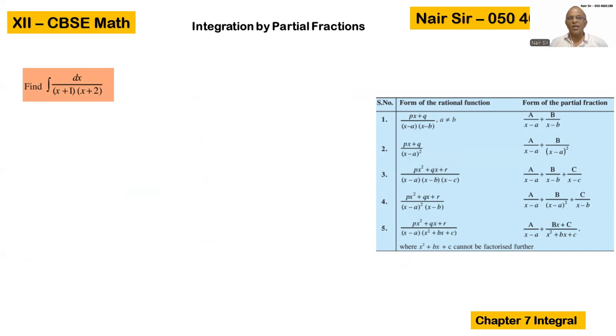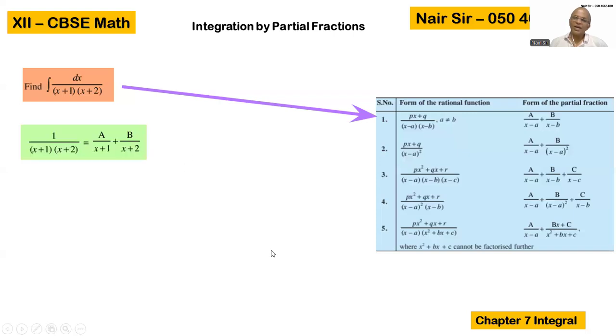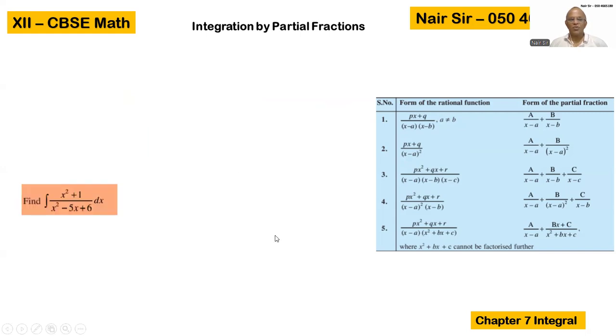dx upon (x plus 1)(x minus 2). Where is it arrowing for me? It's arrowing me over here. Can I see how it can be split? It can be split as 1 upon (x plus 1)(x plus 2) equal to A upon (x plus 1) plus B upon (x plus 2). Let's go to the next question. Erase. Next question, (x square plus 1) upon (x square minus 5x plus 6).